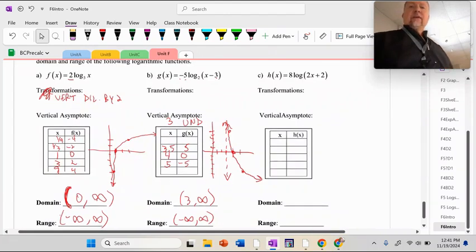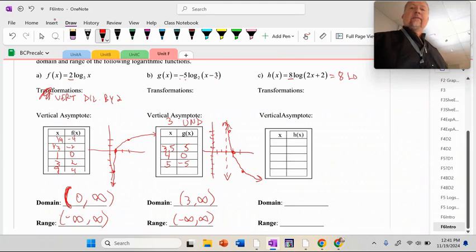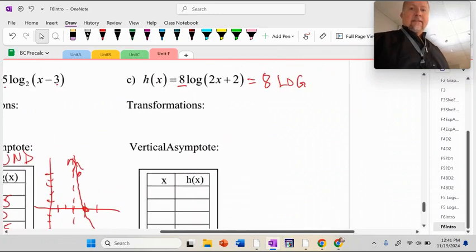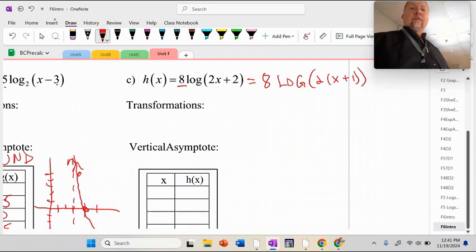Oh, this is weird. Transformations, vertical stretch, but wait a minute. This is not the way I like it. By the way, what's the base on this logarithm? What's the base on this logarithm? 10. See? So then what this is a vertical stretch by 8.